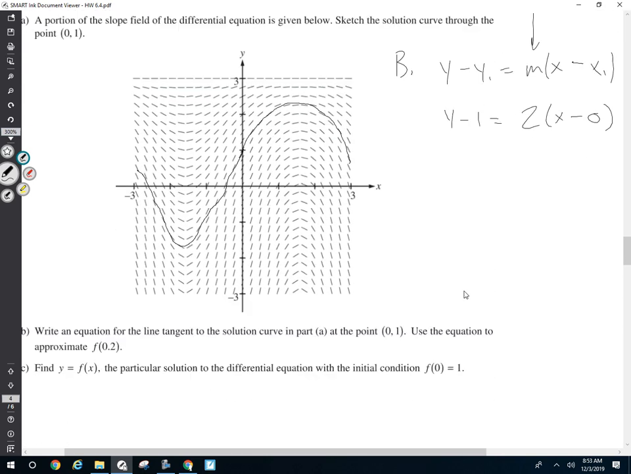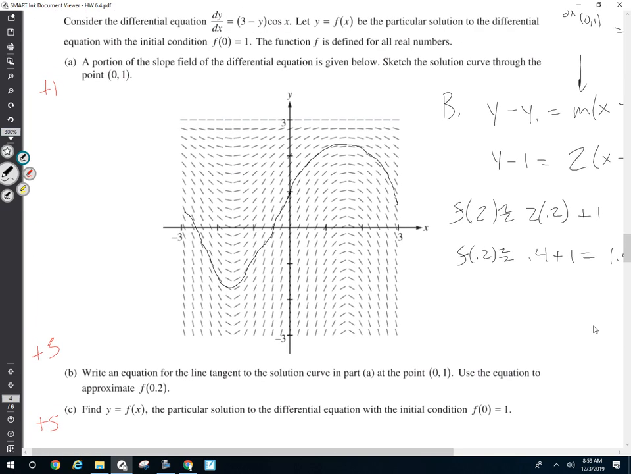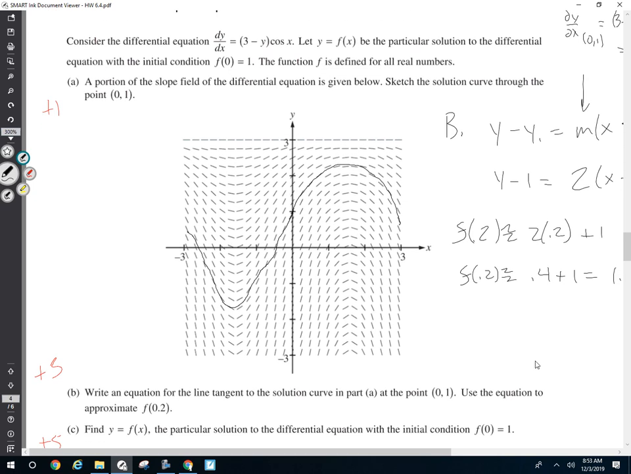I'm using this equation to approximate f of 0.2. F of 0.2 is approximately 2 times 0.2 plus 1. This is going to be 0.4 plus 1, which is 1.4. Okay, so that's probably going to be worth like 2 points, maybe 3. Next is the solution to our differential equation, which will be worth 5 points.